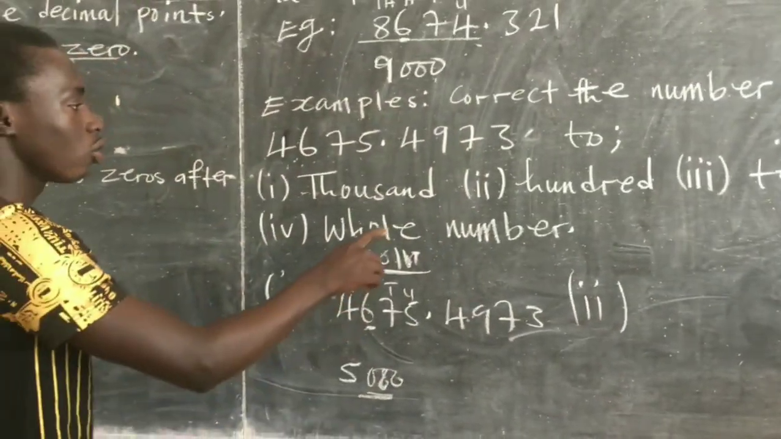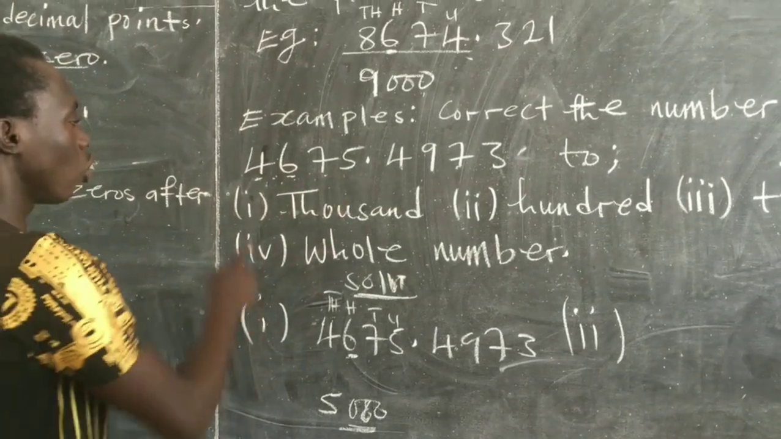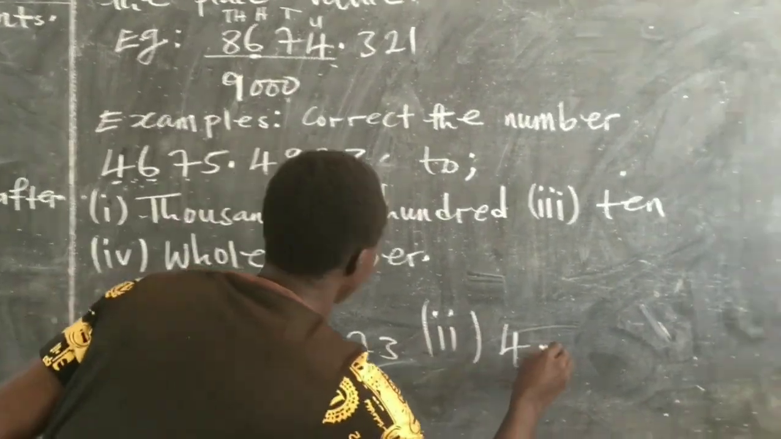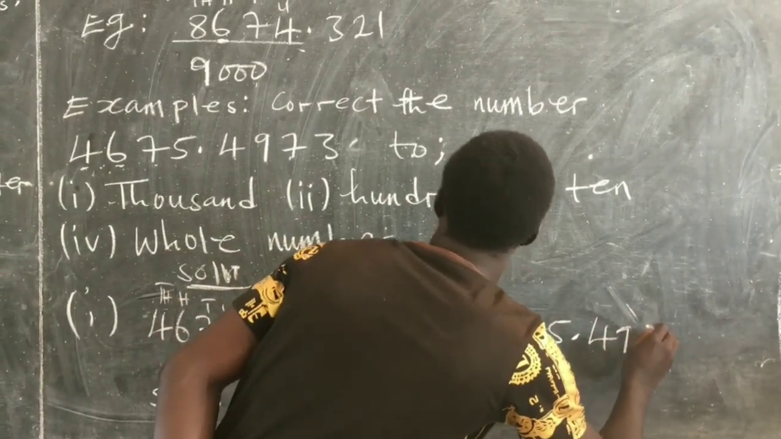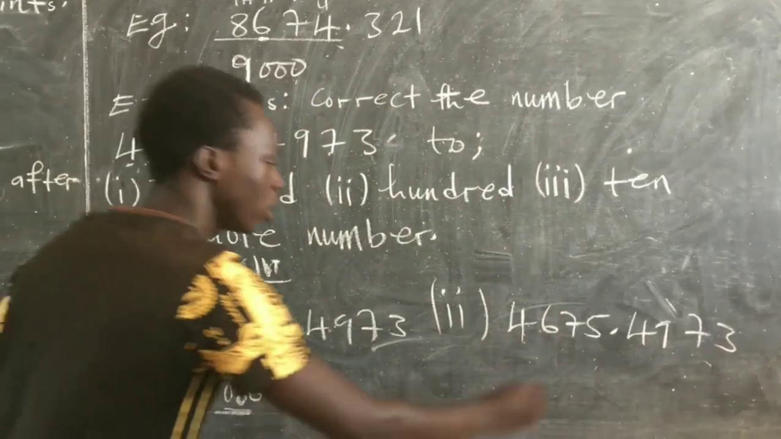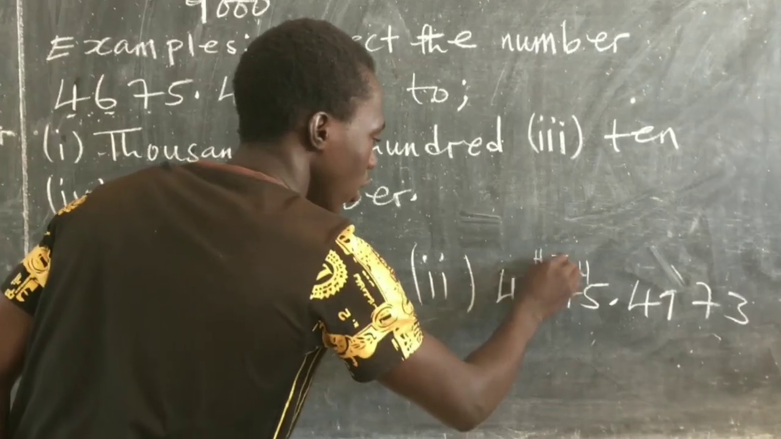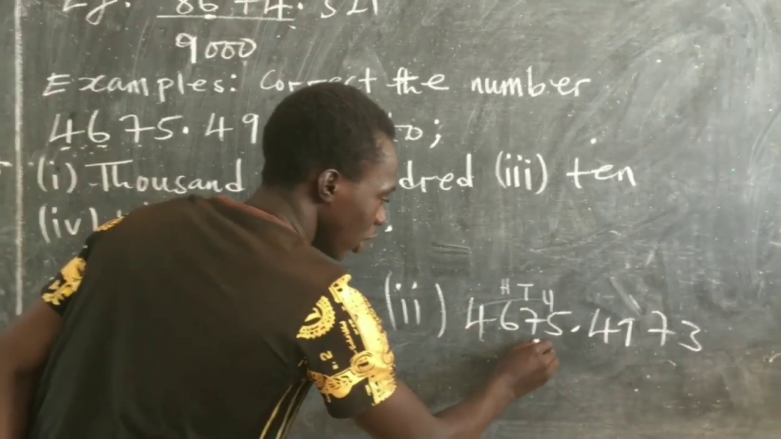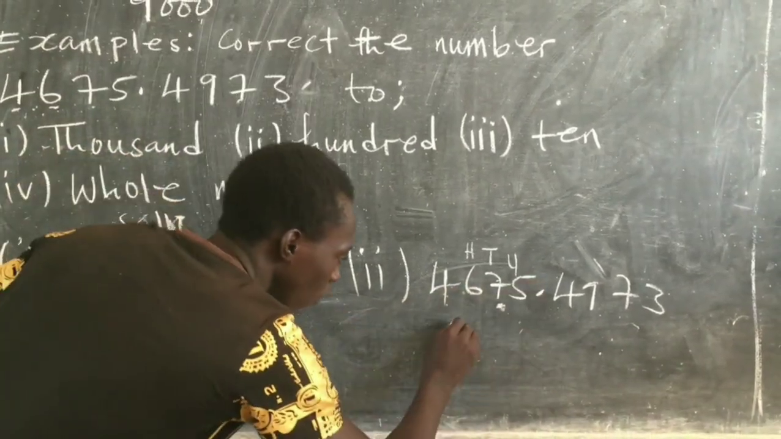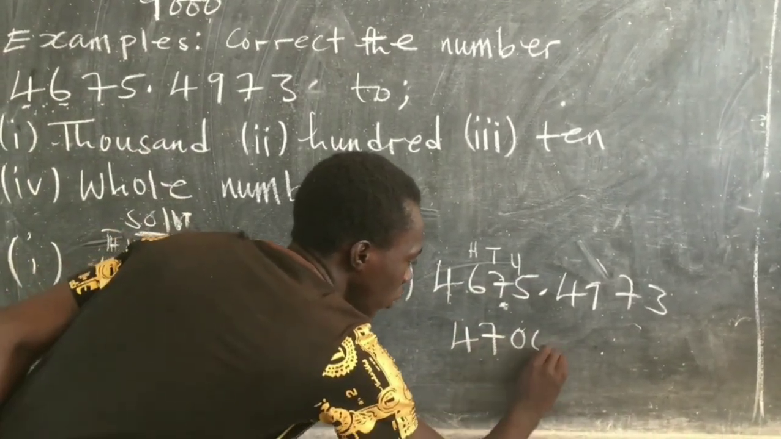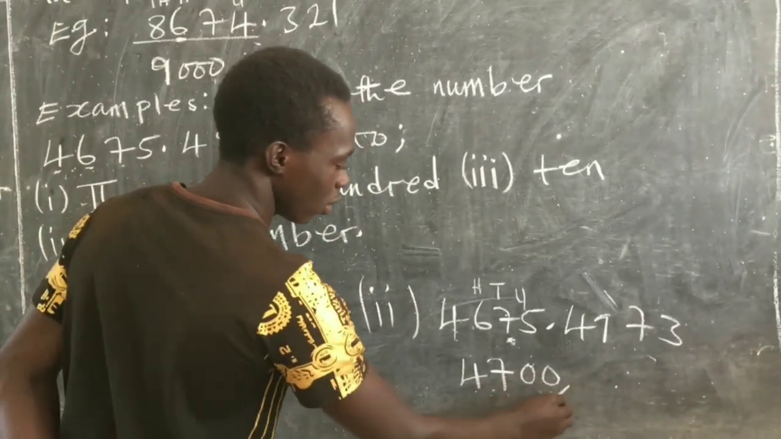If they ask you to round it to 100 digits, the same number, that is 4675.4973 to 100 digits. So this is the unit digit, the 10 digit, and you have the 100 digit now. The number here is 7. It is greater than 5. We add 1 to this 6. That will be 4700. 100 has how many zeros? 2 zeros. This is 4700.